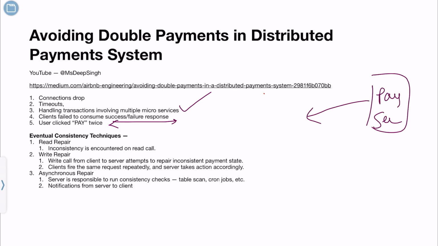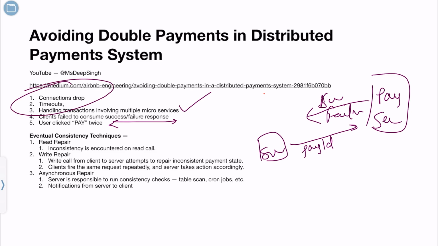This pay service is forwarding or sending some responses via callbacks, like success or failure, or via sync calls. This service is invoking that, what is the status of this payment ID? So this returns the success and failure response. There is a possibility that, due to these scenarios, connection drops and timeouts, this client is not able to consume that response.